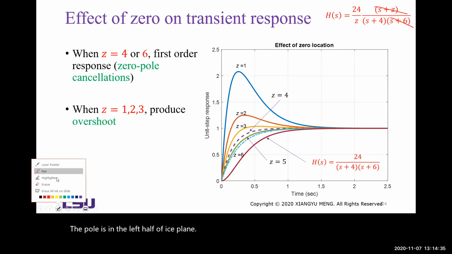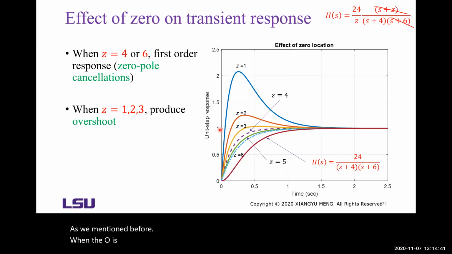As we mentioned before, when the zero is small and close to the imaginary axis, it has a substantial influence on the original response. So let's look at this bottom curve. This is the original transfer function without any zero. It is the step response of a second order system with two distinct poles.